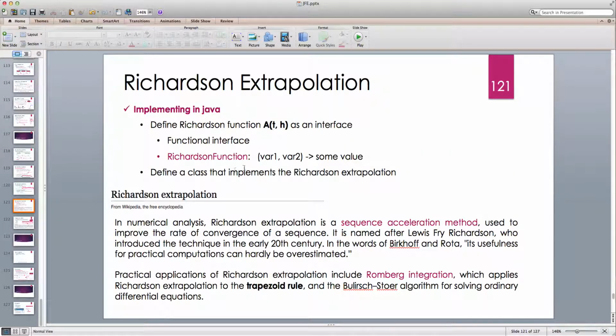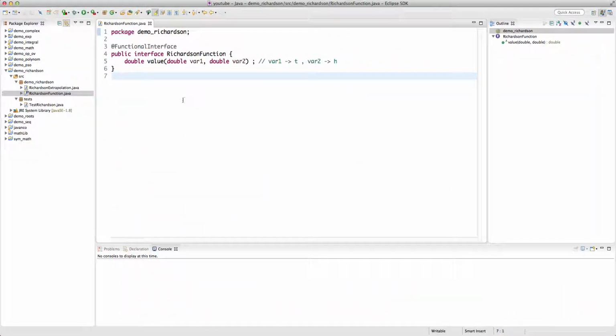And then in terms of implementing in Java, we said that we start with the functional interface. Let's call it Richardson function, and it depends on 2 variables. The first one, based on our notation, is t, where we calculate the function, and h is our error variable. Then we define a class that implements this Richardson extrapolation. So let's head back to Eclipse and try to implement this.